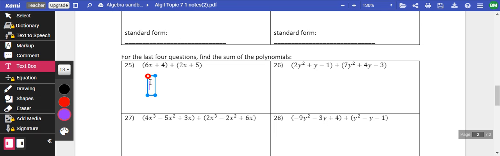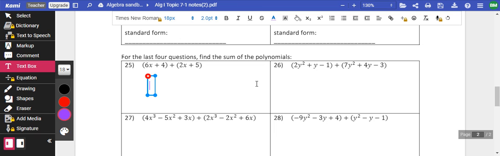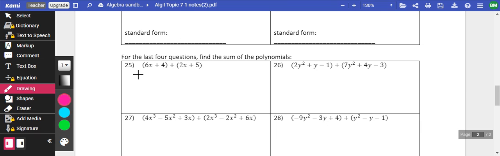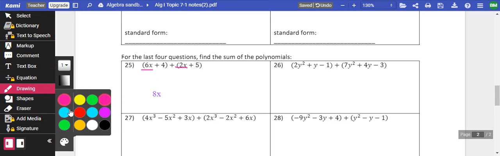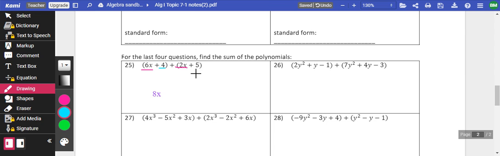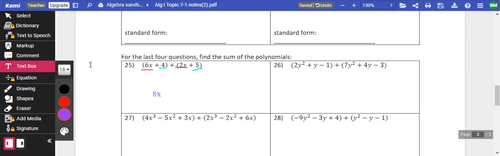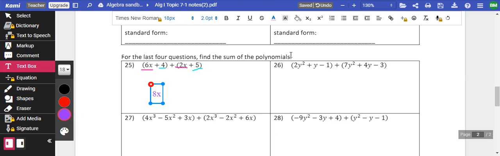Okay, so I'm just going to add the ones that are alike. The ones that are alike here are 6x and 2x. Let's put them together. 6, 7, 8. 8x. And then I've got right here 4 and 5. So I'm just going to put those together. That's it. 4 plus 5 is 9. The whole thing, it's done.